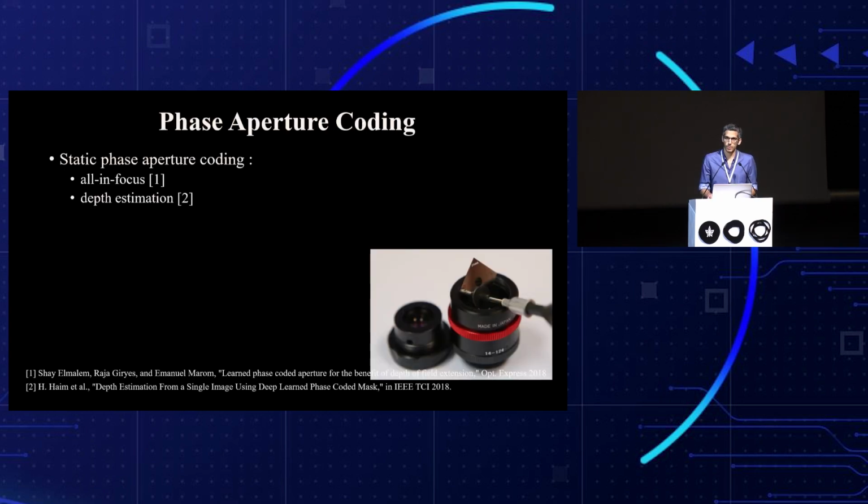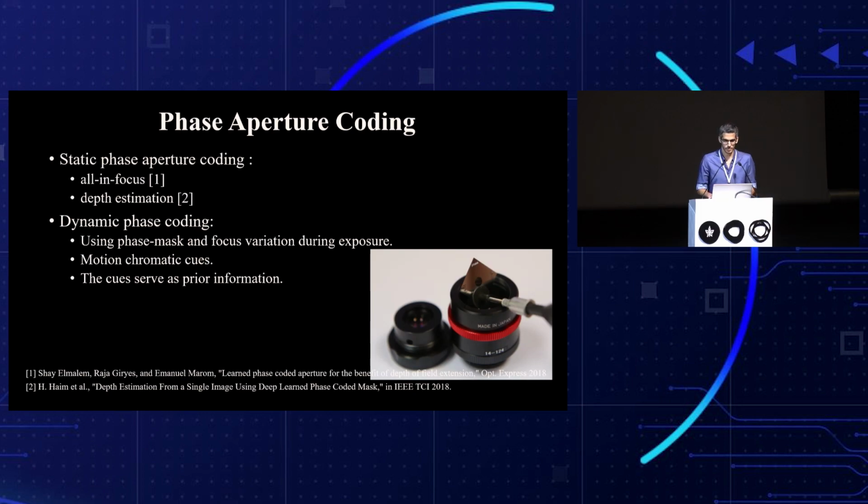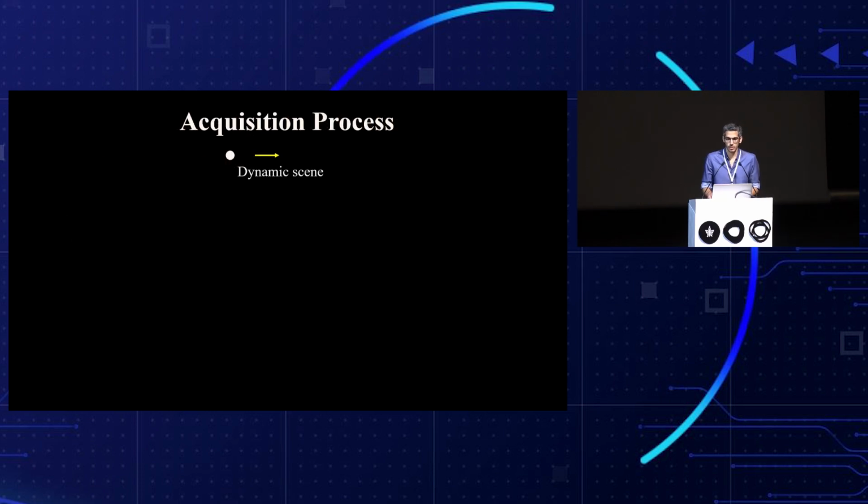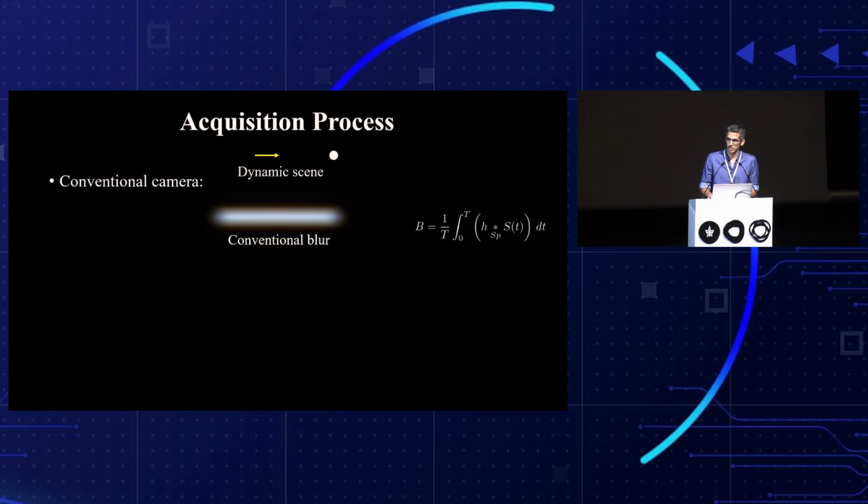For these tasks, both conventional imaging and computational imaging methods were suggested. Video reconstruction using a conventional camera is highly ill-posed, as I will explain. Phase aperture coding is achieved using a phase mask at the lens aperture. In previous works, it was used for all-in-focus imaging and depth estimation from a single image. Dynamic phase coding is achieved using a phase mask and focus variation during the exposure, such that we get chromatic cues in the image, and these cues serve us as prior information for the reconstruction process.